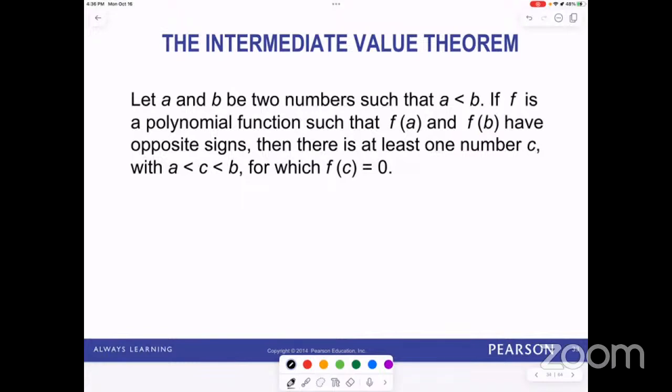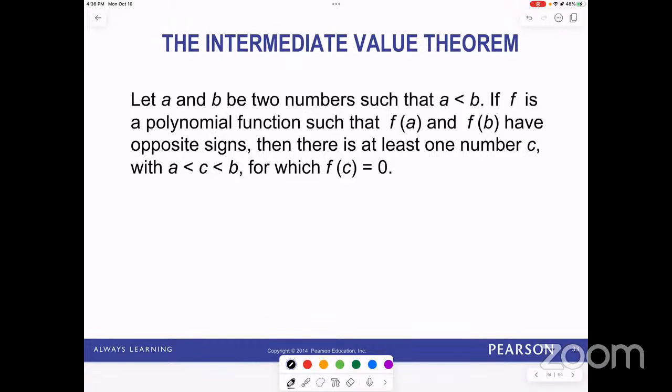So then we have the intermediate value theorem. Let A and B be two numbers such that A is less than B. If f is a polynomial function such that f of A and f of B have opposite signs, then there is at least one number C with C being between A and B for which f of C equals 0, right? So the intermediate value theorem is piggybacking off the notion that polynomial functions are continuous, no holes or gaps or breaks.